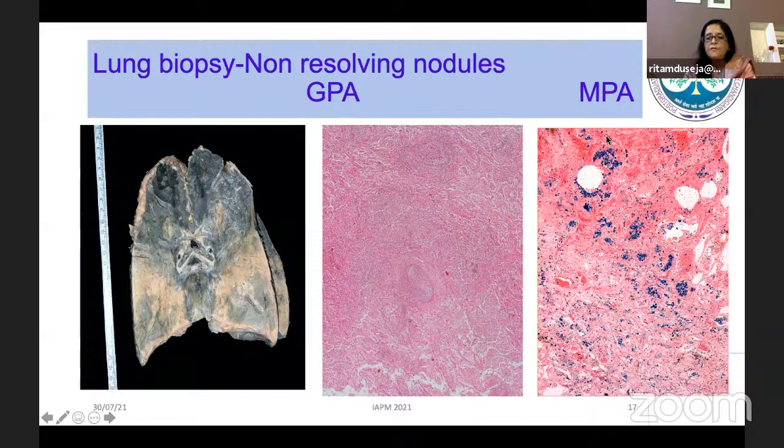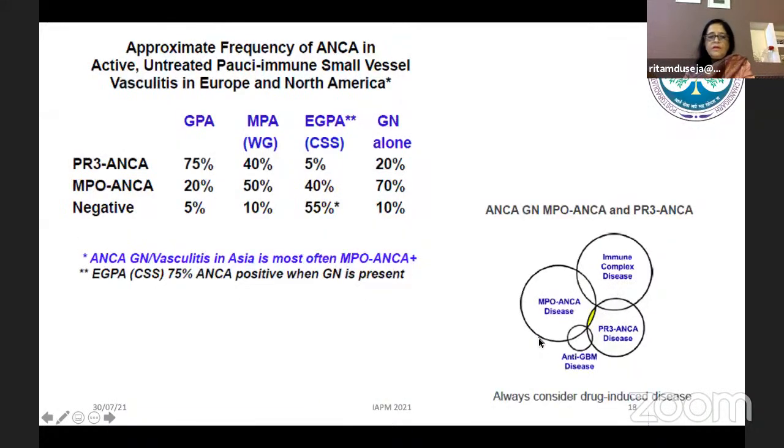Whereas in cases of microscopic polyangiitis, what we get is simply hemorrhages, old and fresh hemorrhages, as confirmed by Perls stain. The red color means active hemorrhage, and there have been past hemorrhages, since these diseases are likely to be recurrent. So this is how we tend to solve these entities.